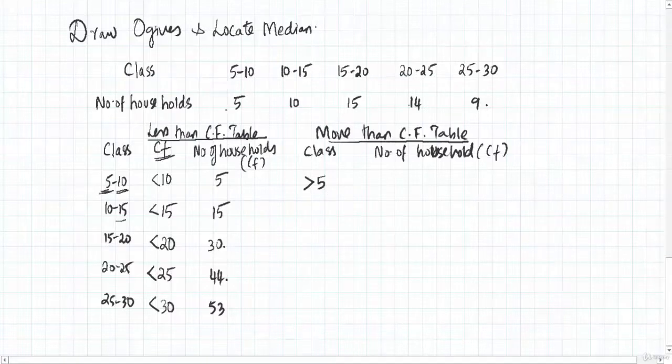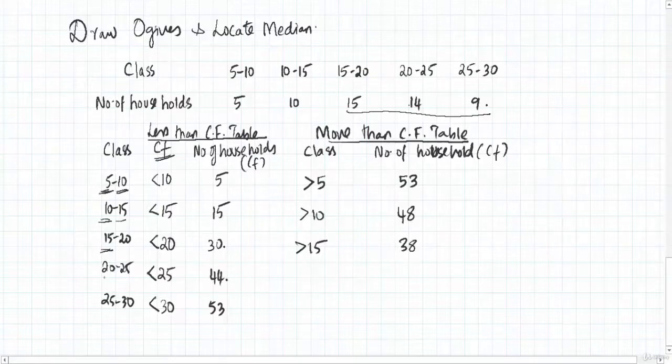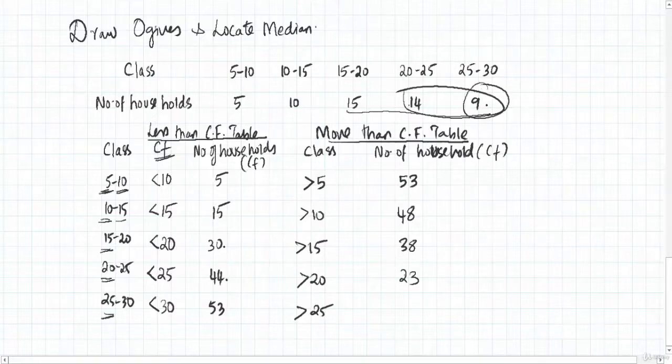So the first class should be greater than 5, and how many households do we have? Actually all the households will come under the greater than 5 category, and the number of households or frequency is going to be 53. Then the next one is greater than 10. When we talk about this, we have to exclude this 5. So 53 minus 5 is going to be 48. The next class is greater than 15. When we say greater than 15, we have to talk only about these three classes, and 15 plus 14 plus 9 is 38. Then greater than 20, we should talk only about these two classes, and it is 23. And finally greater than 25, that is only one class, that is 9.